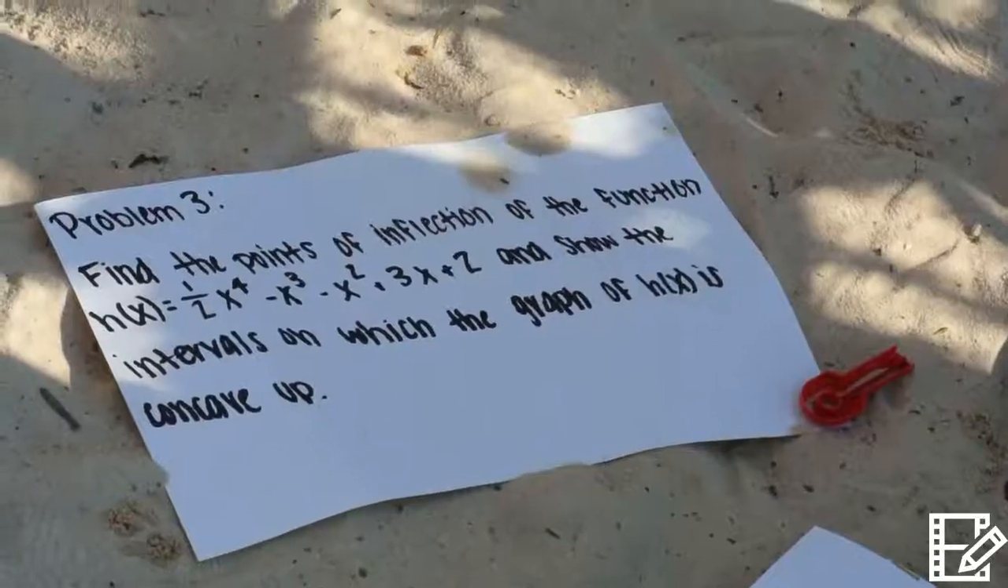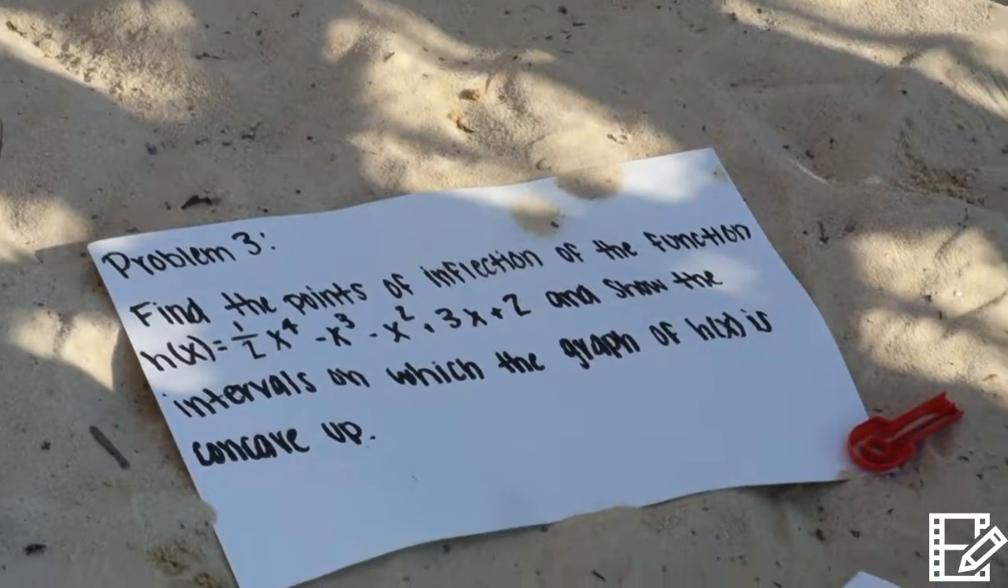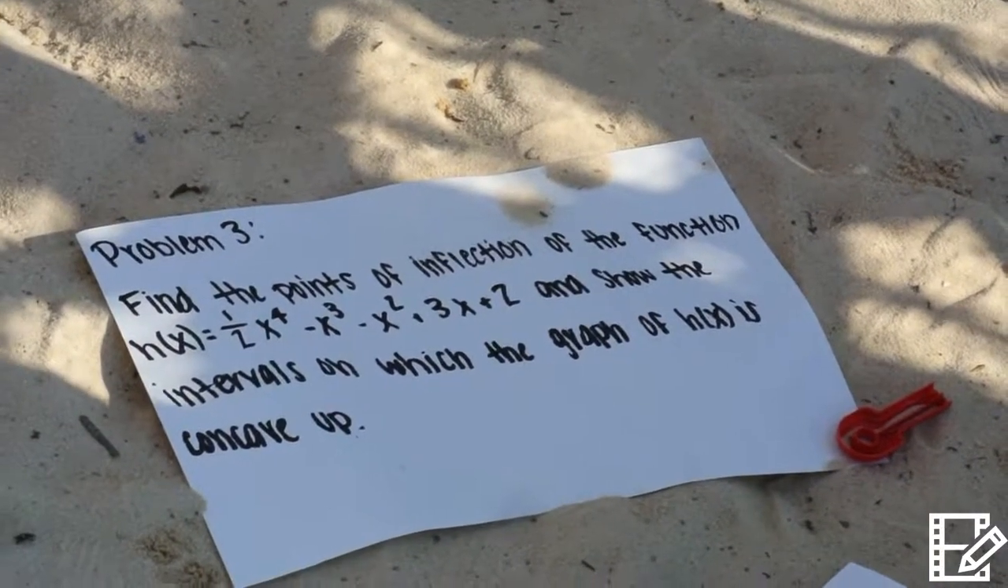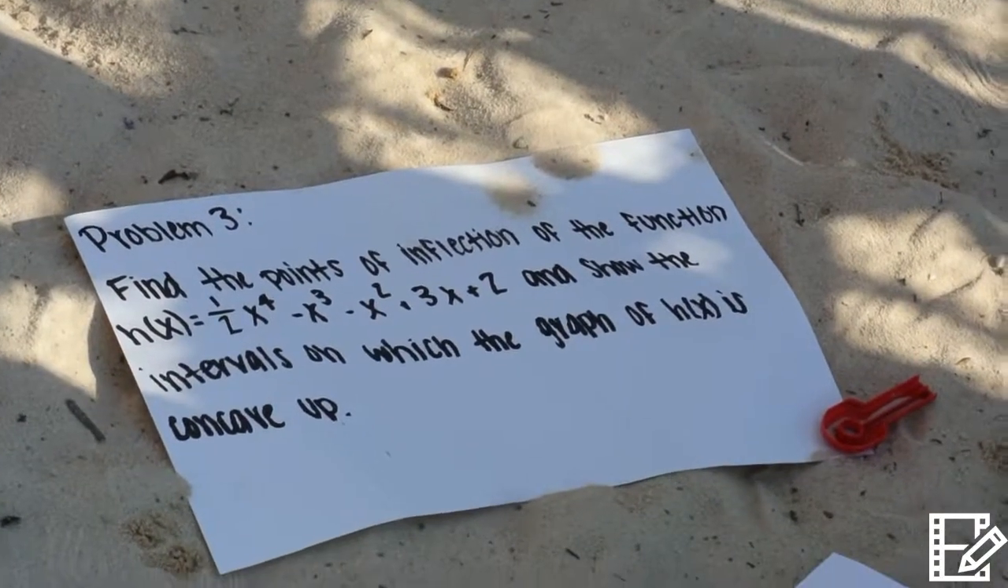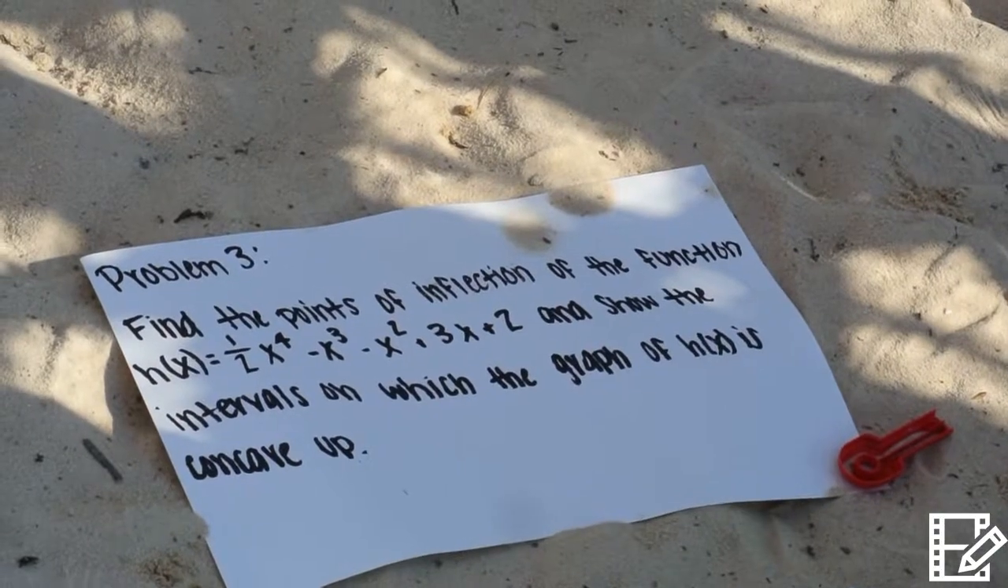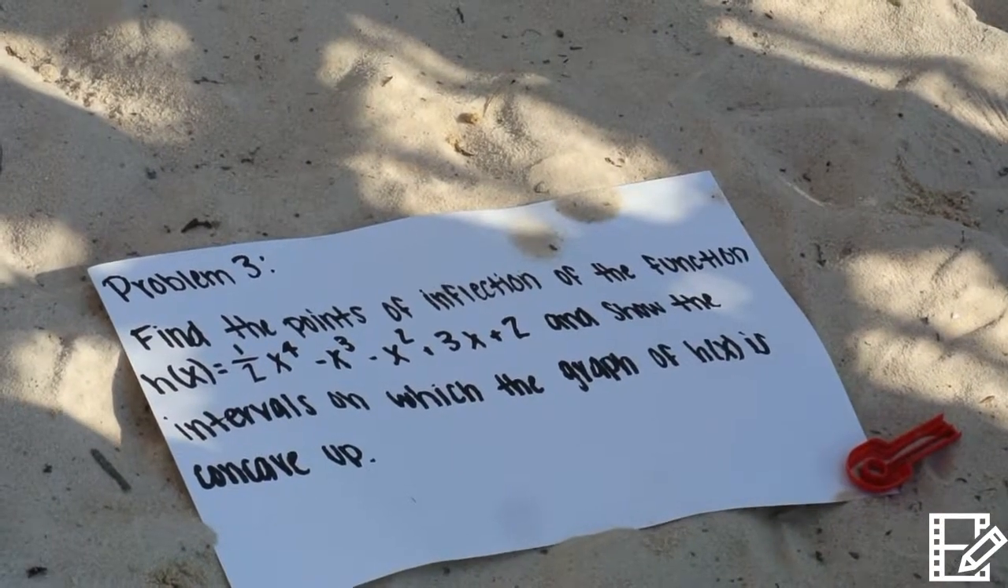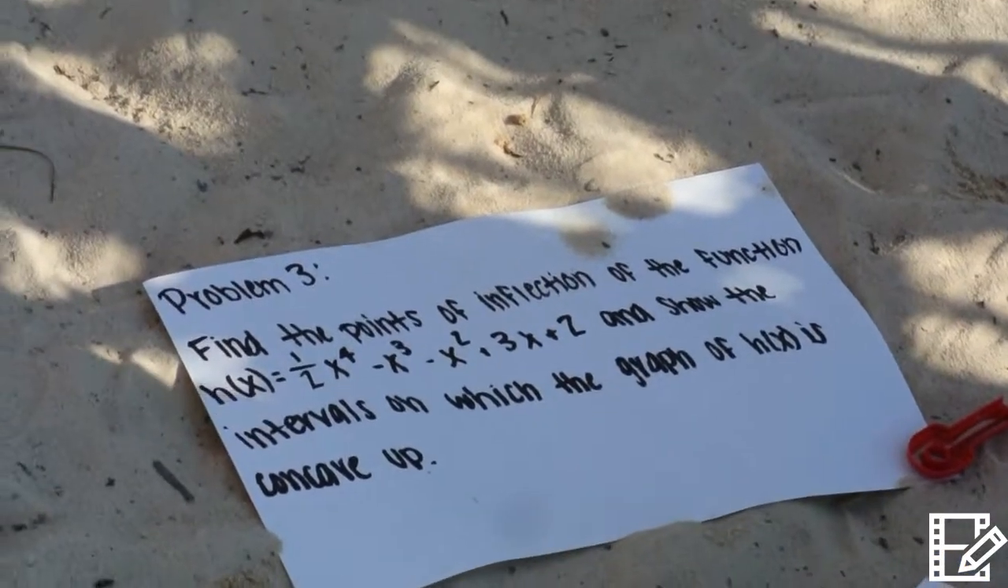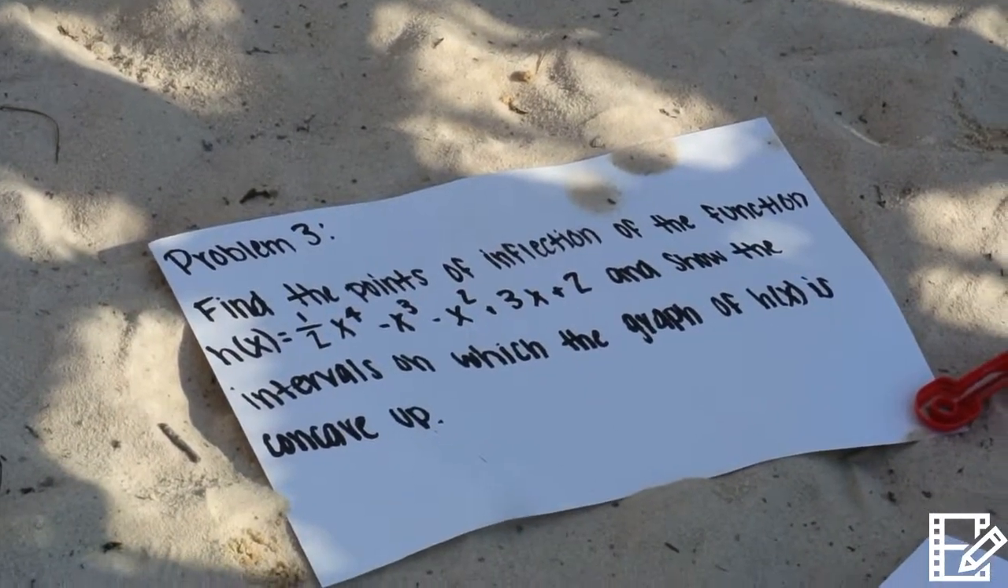Let's go! This problem says to find the points of inflection of the function h of x equals 1/2 x squared minus x cubed minus x squared plus 3x plus 2. That looks familiar. And show the intervals on which the graph of h of x is concave up.